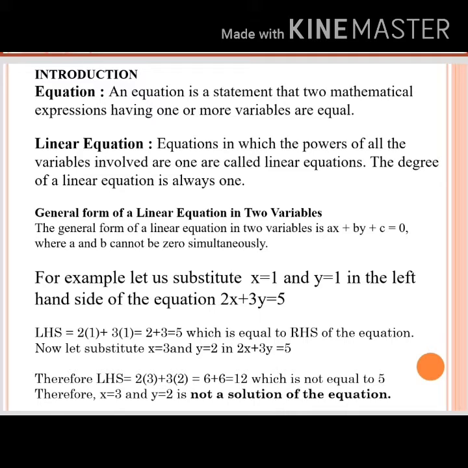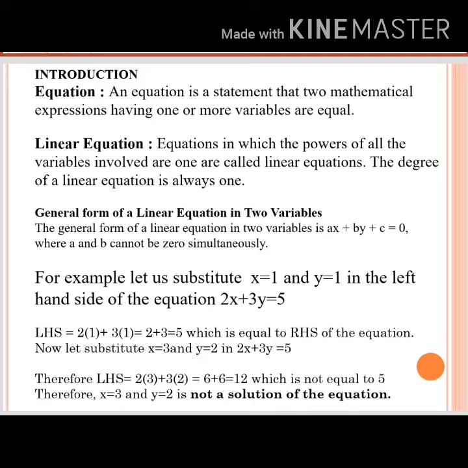For example, let us substitute x = 1, y = 1 in the left hand side of the equation 2x + 3y = 5. So we get LHS = 2x + 3y. Replacing the values x = 1, y = 1, we get 2 into 1 plus 3 into 1 equals 2 + 3 equals 5, which is equal to the RHS of the equation, that is 5.